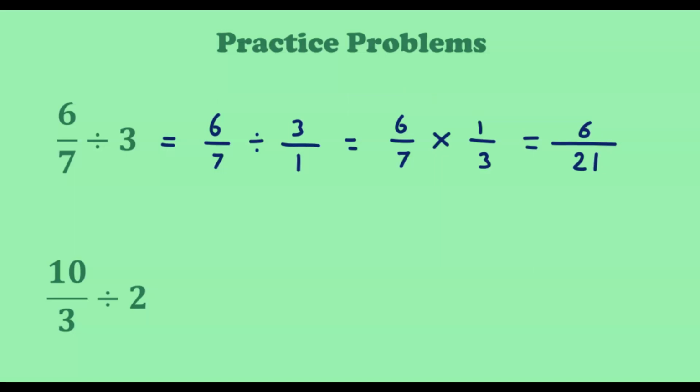Now note that the greatest common factor of 6 and 21 is 3, so we divide the numerator 6 by 3, and we divide the denominator 21 by 3 as well. Now 6 divided by 3 is equal to 2, and 21 divided by 3 is equal to 7. And so this is our required answer. That is, 6 over 7 divided by 3 is equal to 2 over 7.